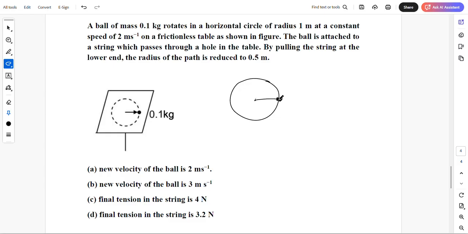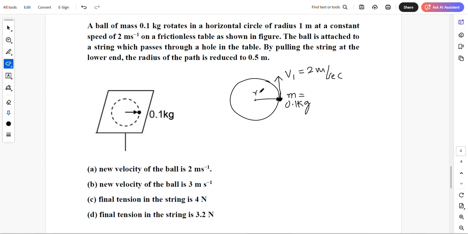This is a ball of mass 0.1 kg. Mass is how much? 0.1 kg is given, so m1 is 0.1 kg. And what is the speed? V1 is equal to how much? 2 meters per second.